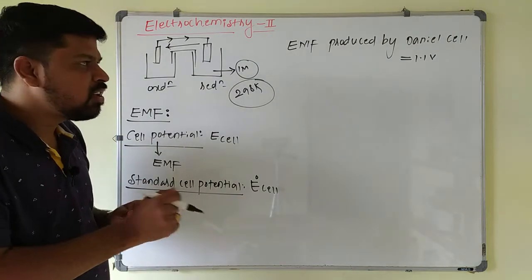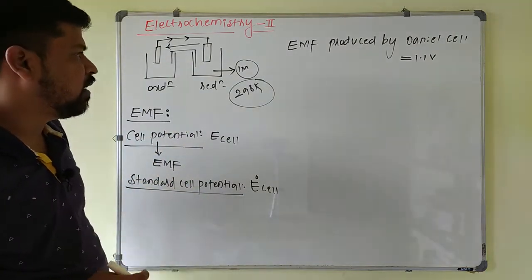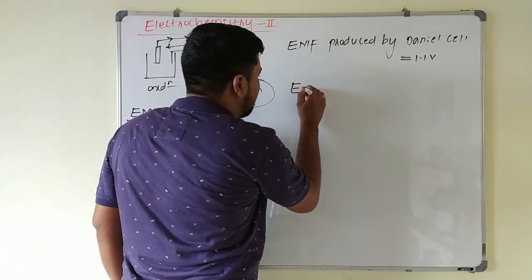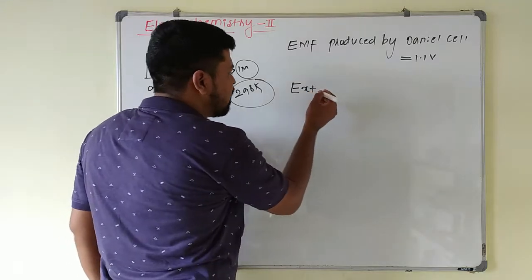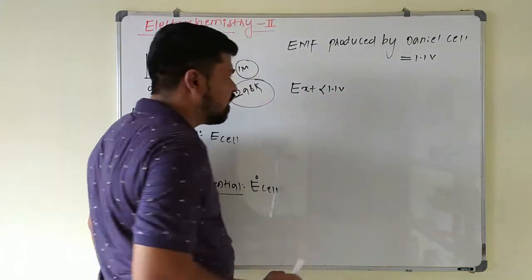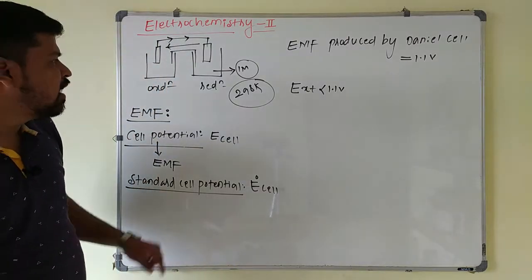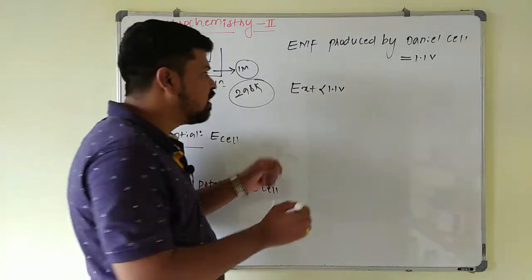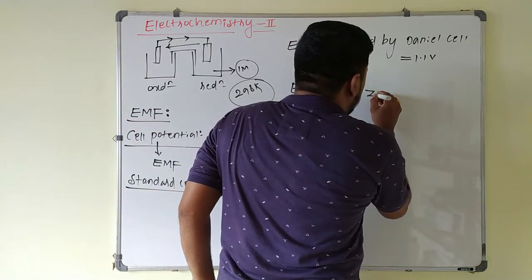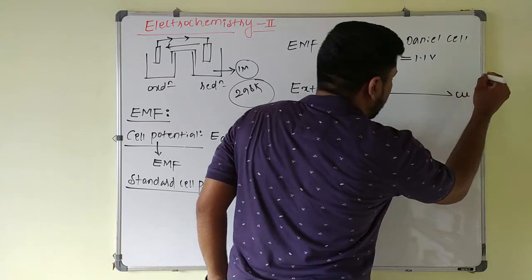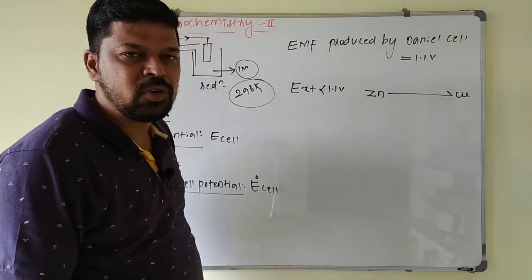Slowly it is increased, then what happens? We will see this one. Now if the external potential applied across the electrodes in the opposite direction is less than 1.1 volt in the Daniell cell, then what happens? The electrons will flow from zinc to copper. There is no effect here.